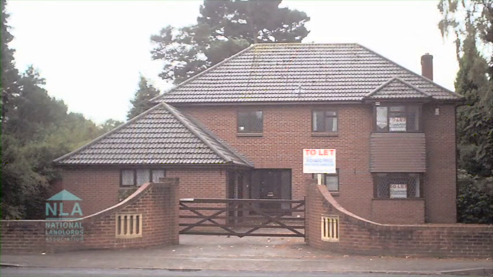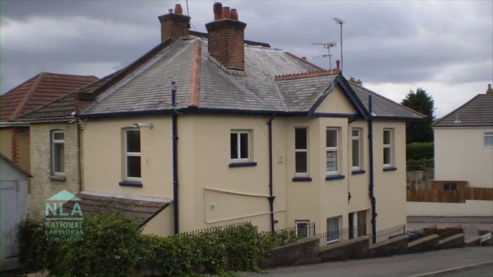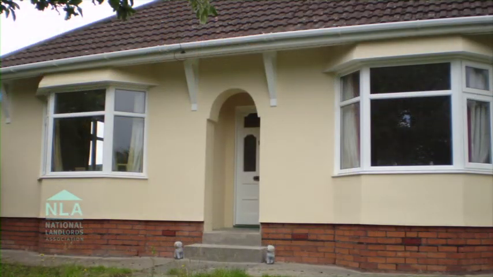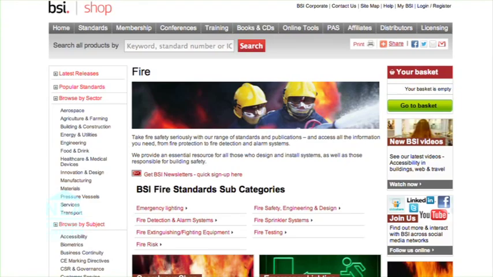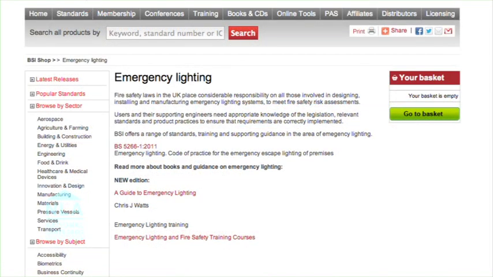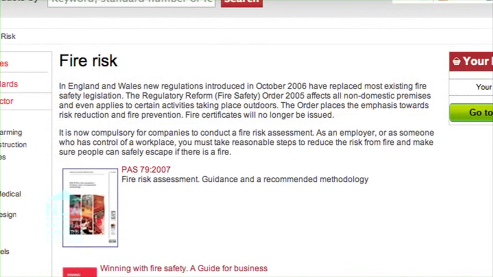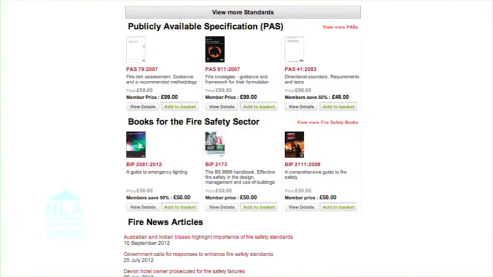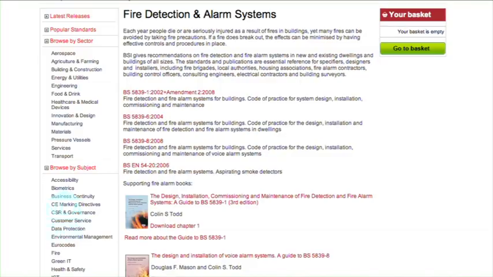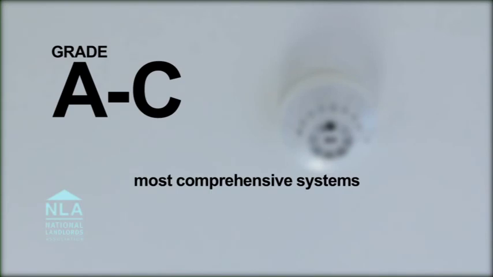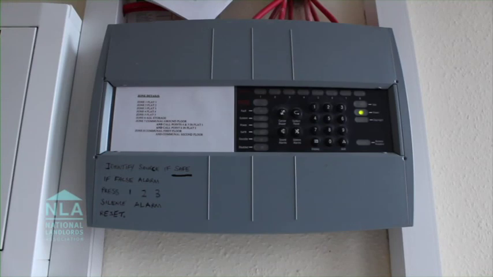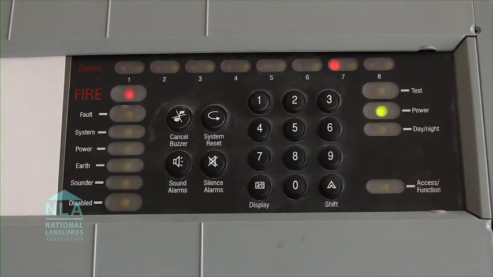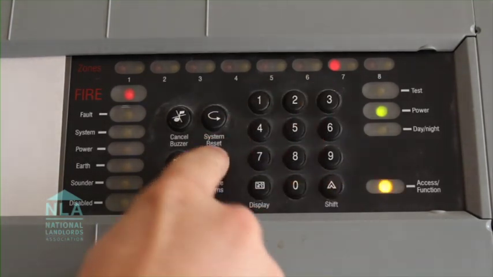What system to fit will depend on the size and occupancy of the house and the findings of any risk assessment completed. British standards publish codes of practice on the design, installation and maintenance of different types of detection and alarm systems, which enforcers will often refer to when specifying grades and categories to be met. System grades relate to the engineering aspects of the system and run from A to F. Grades A to C are the most comprehensive systems and have central control equipment by way of a fire panel. These will often be found in larger houses in multiple occupation.